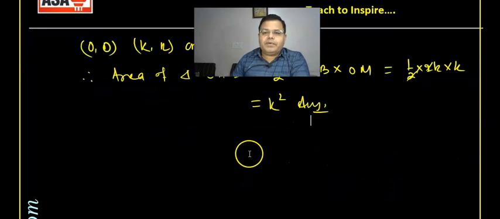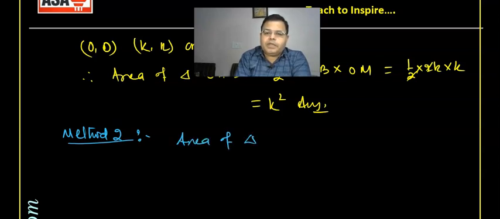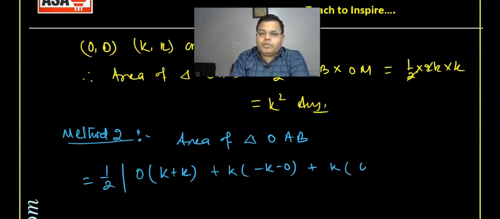Otherwise, you can use the triangle formula also. You can go with method 2. The area of triangle OAB is equal to half into the modulus of 0 into (x2 minus x3, y2 minus y3), plus k into (y3 minus y1), plus k into (0 minus k). So that will be the answer.